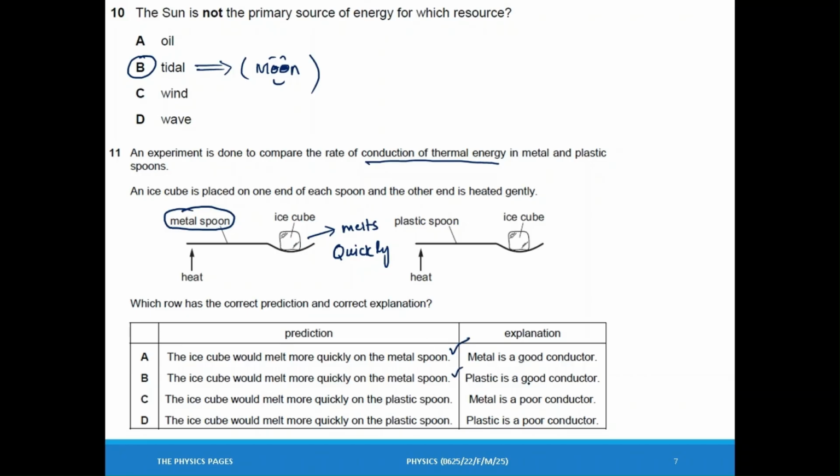Now go to the explanation. Metal is a good conductor for A. Plastic is a good conductor? No, plastic is not a good conductor. Metal is a good conductor. So this is our option A, the right choice.